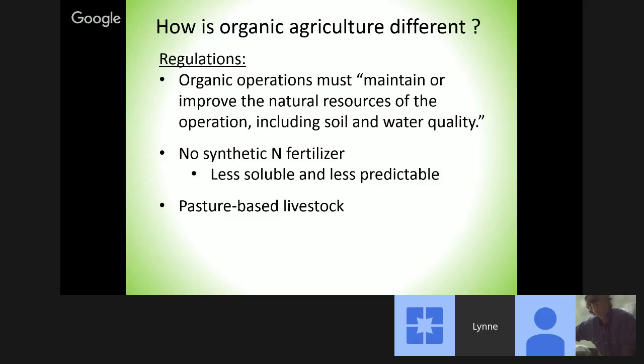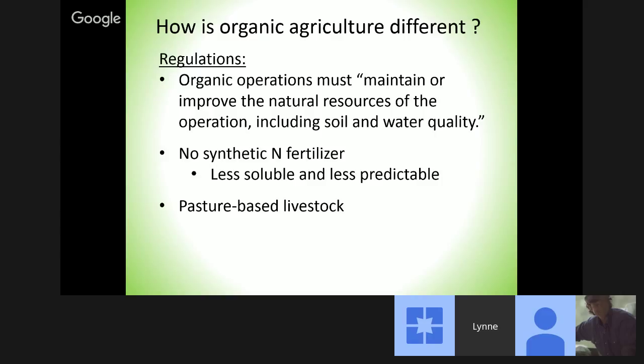But this is a really prevalent, strong idea in organic agriculture, but it's not actually regulated. There's no consistent monitoring of soil quality, but it's something that people like to believe is happening, and many studies have shown on average is happening. But of course it's going to be different on every operation. So there is expectation that they're maintaining or improving soil, including carbon.